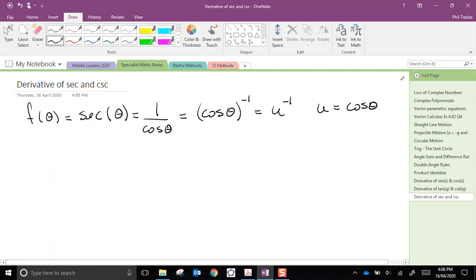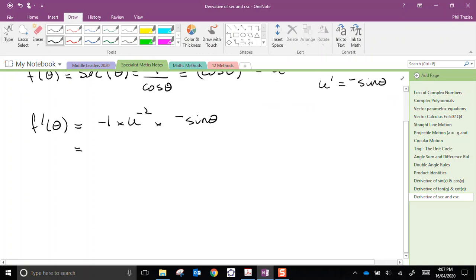If I really want to, I could write this as u to the power minus 1, where u equals cosine theta. Now, applying the chain rule, the derivative f dash theta would be negative 1 multiplied by u, and reduce the power to negative 2, multiplied by u dashed, and the derivative of cosine is negative sine theta, so multiplied by negative sine theta.